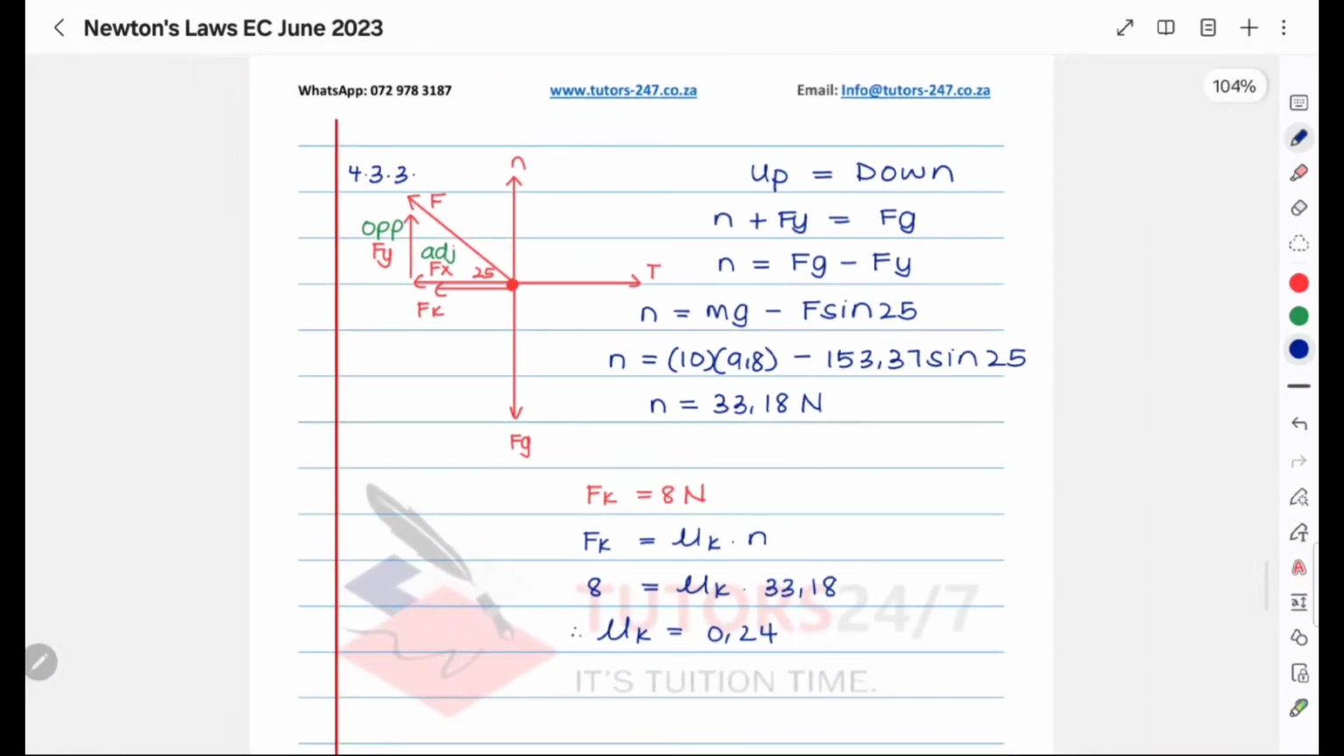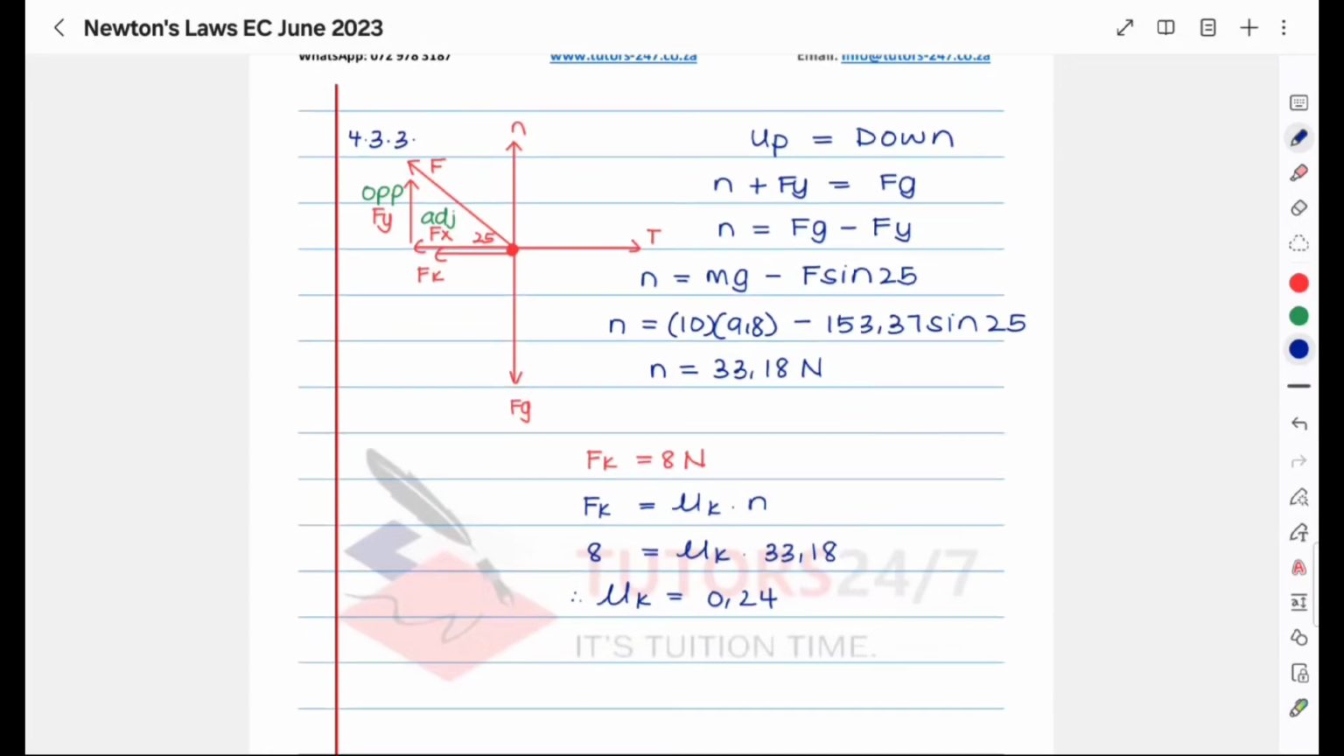In order to calculate the coefficient of kinetic friction, we needed Fk and normal force. To calculate normal force, we took all of the vertical forces going up is equal to all of the vertical forces going down and solved for normal force. Don't forget that Fy is opposite to the angle 25, so you will use the sine ratio. If it is adjacent to the angle, you use the cos ratio, and that is it.